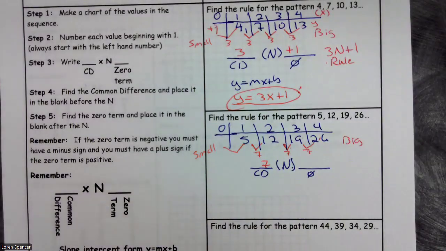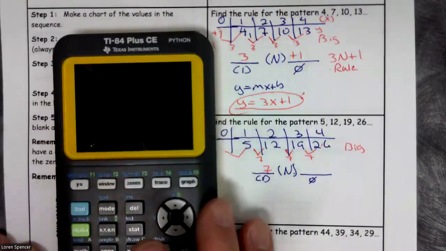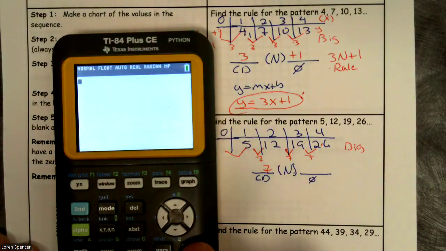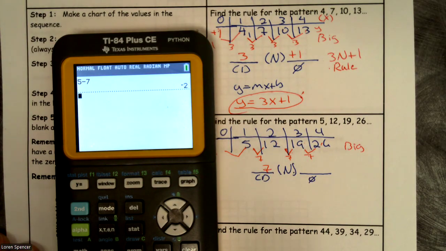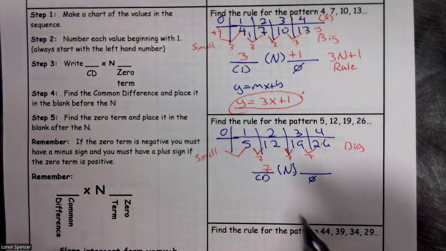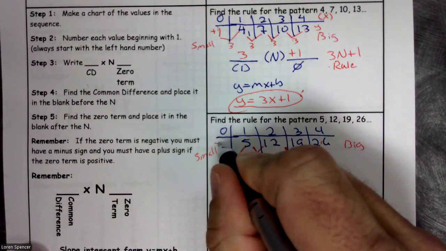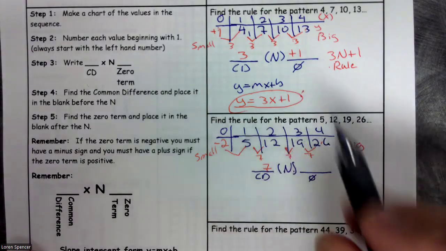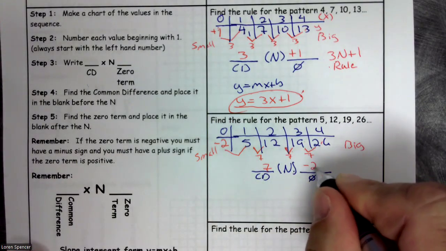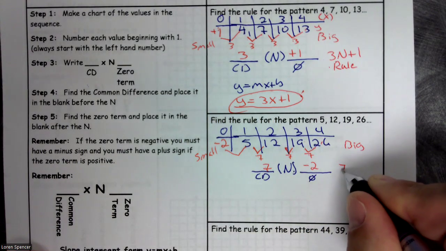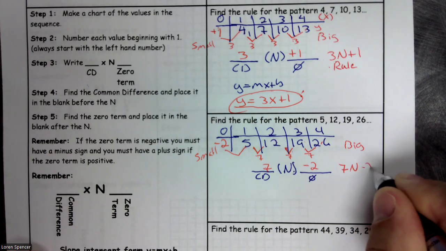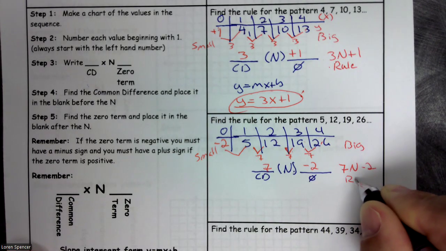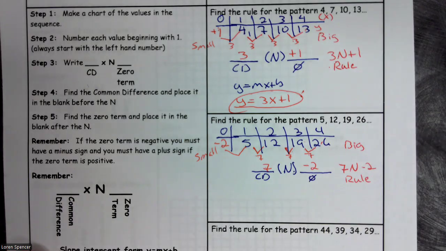5 minus 7, and just in case you're not good at that, you can always grab the calculator or the Desmos and go 5 minus 7, and we get negative 2. So we find out that this is a minus 2, and like I said before, we had to put the plus sign here. We're going to have to use the minus sign, so 7n minus 2. So my rule is 7n minus 2, and that's my rule.